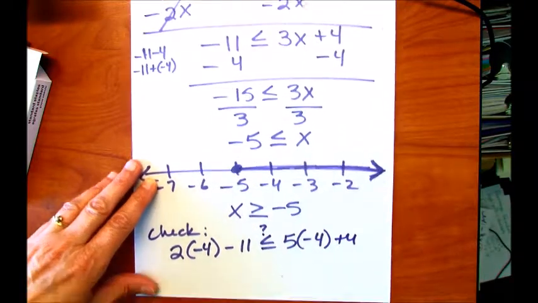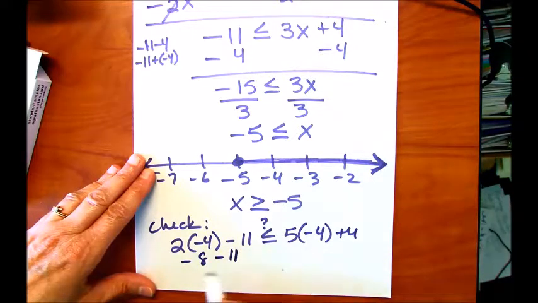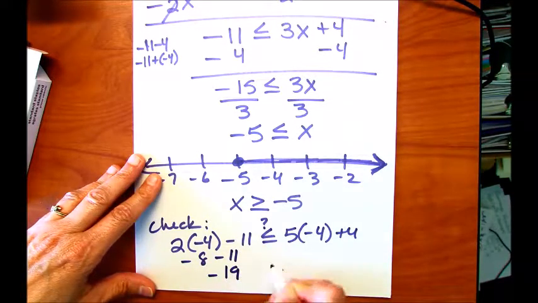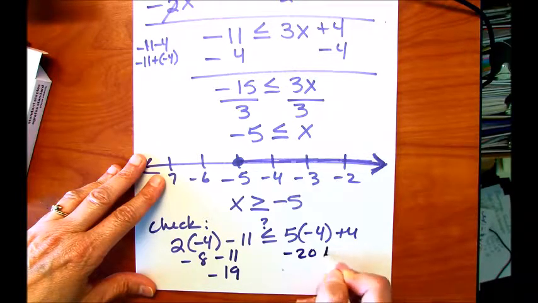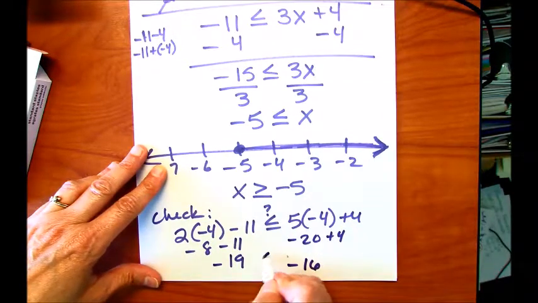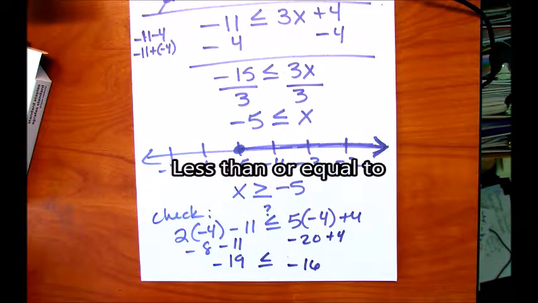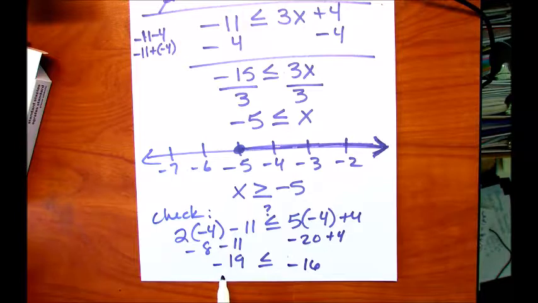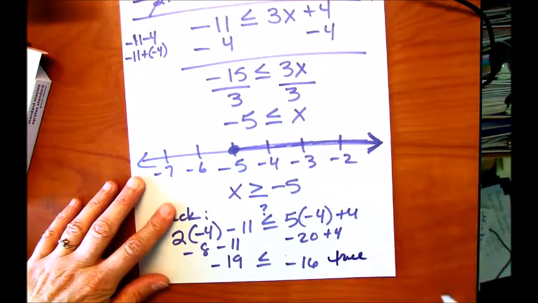If we do order of operations, we're going to multiply first. That's -8 minus 11, which is going to be -19. And that's going to give us -20 plus 4, so that's going to be -16. And is -19 less than or greater than -16? Yes. Even though 19 is a larger number, remember that negative means it's further away from 0, it's a smaller number, and so this is true.